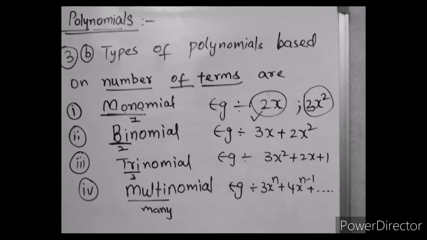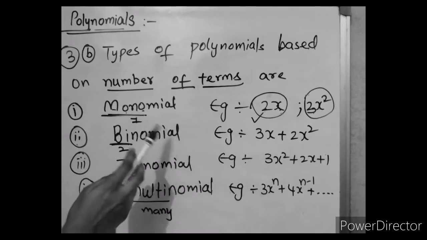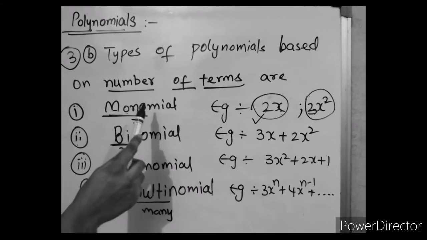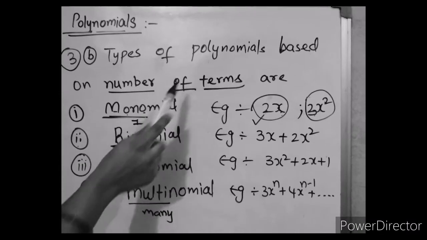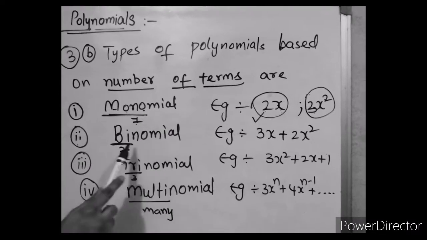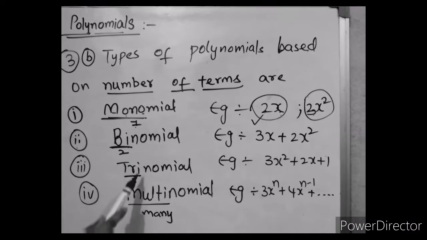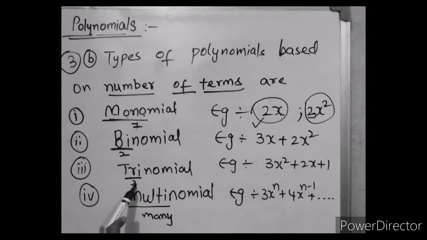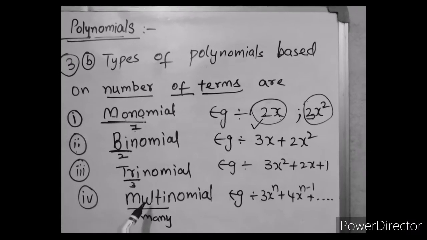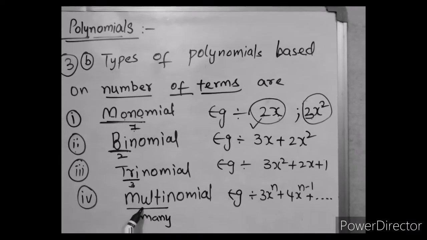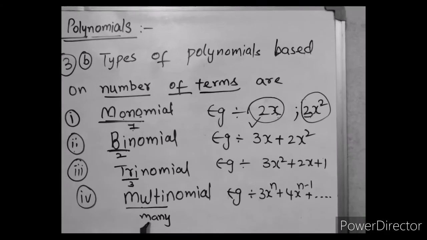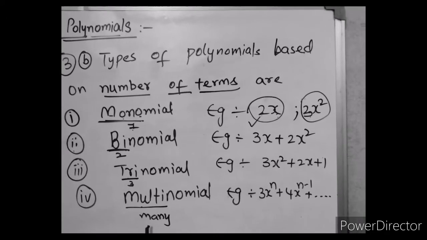Therefore, depending on the number of terms, monomial means the polynomial which consists of one term. Binomial means the polynomial which consists of two terms. Trinomial means the polynomial which consists of three terms. Multinomial means the polynomial which consists of many terms.